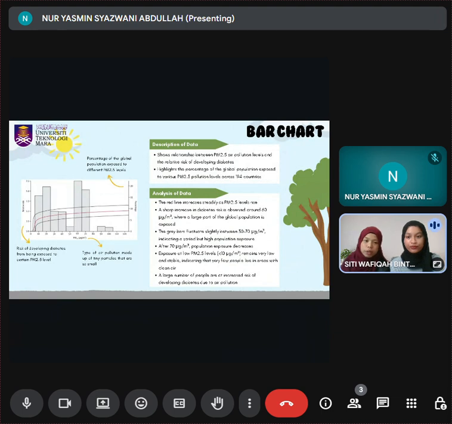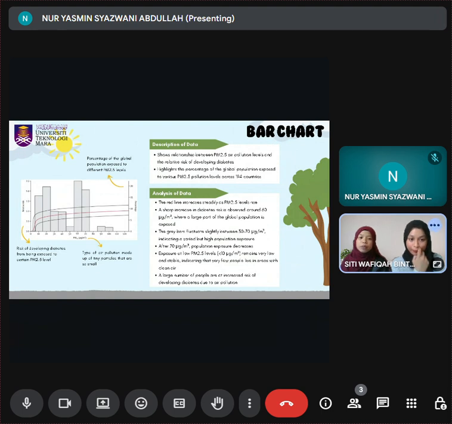Let's move to the next one. This bar chart shows the relationship between PM 2.5 air pollution levels and the relative risk of developing diabetes, along with the percentage of the global population exposed to those pollution levels.